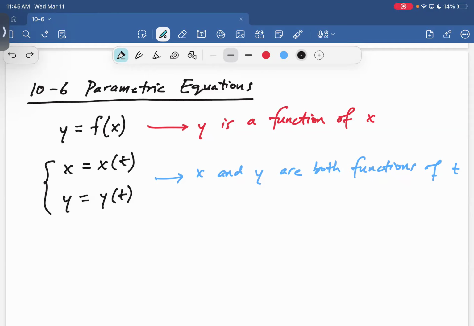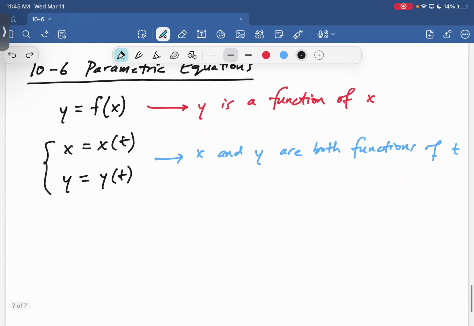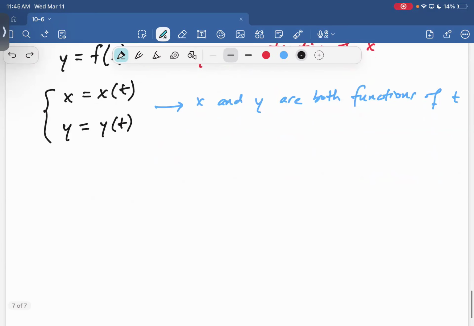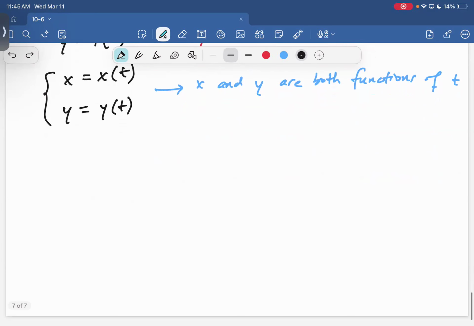So as you guys can guess, t is usually time. So we're typically thinking about how two variables are varying with time. But the parameter doesn't matter in terms of what it's named. We can do an example. I'll show you guys how this works.